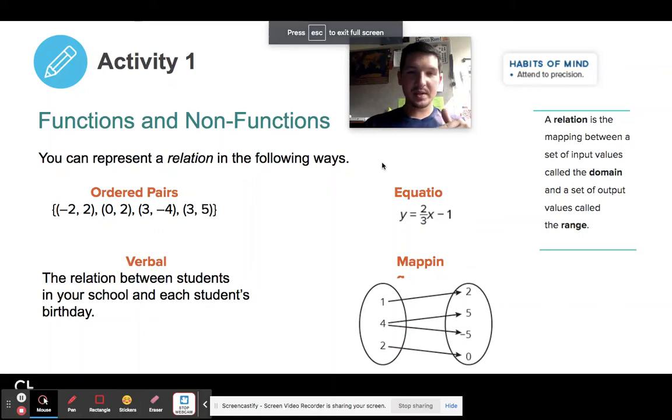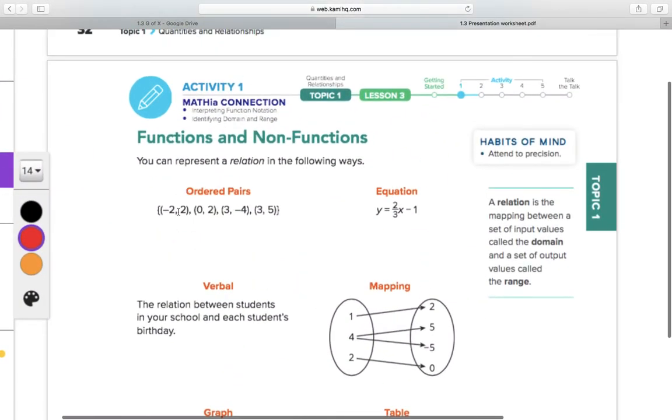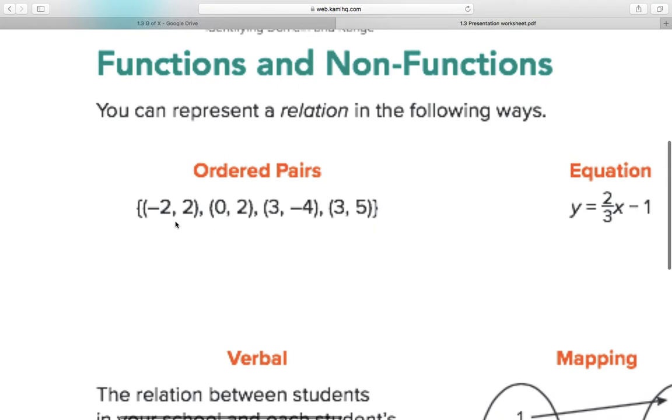So there's different ways that we can determine what things are function and non-function. The first one is an ordered pair. So I'm actually going to go over here for a second. Now, ordered pairs are when you have an x and a y value, okay? You know you have a function when your x's, so your -2 here, your 0, your 3, and your 3 do not repeat. I'm hoping you recognize that automatically, okay?